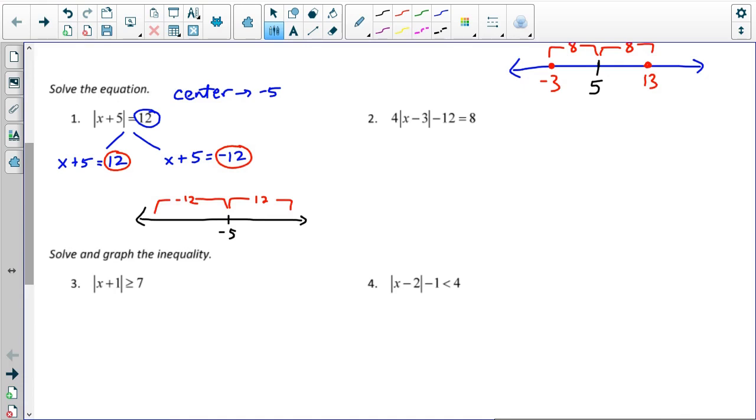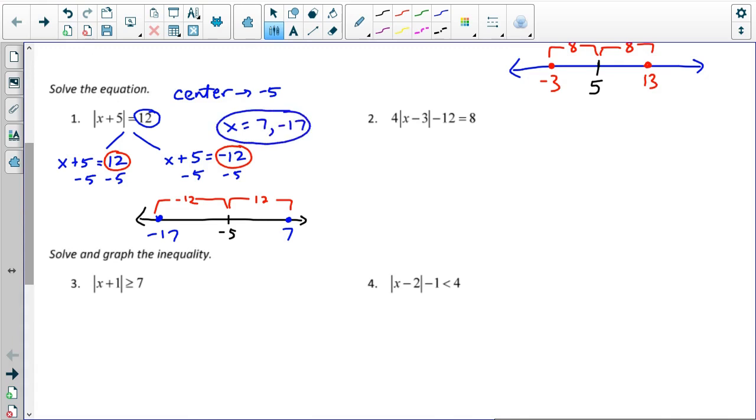which ultimately is why algebraically we set up two separate equations where x plus 5 equals 12 and x plus 5 equals negative 12. So what I can end up doing is figure out that my answer would be 7 or negative 17. I can do that from a geometric perspective, or I could algebraically subtract 5 from both sides of the equation, and I end up with x equals 7 or negative 17.